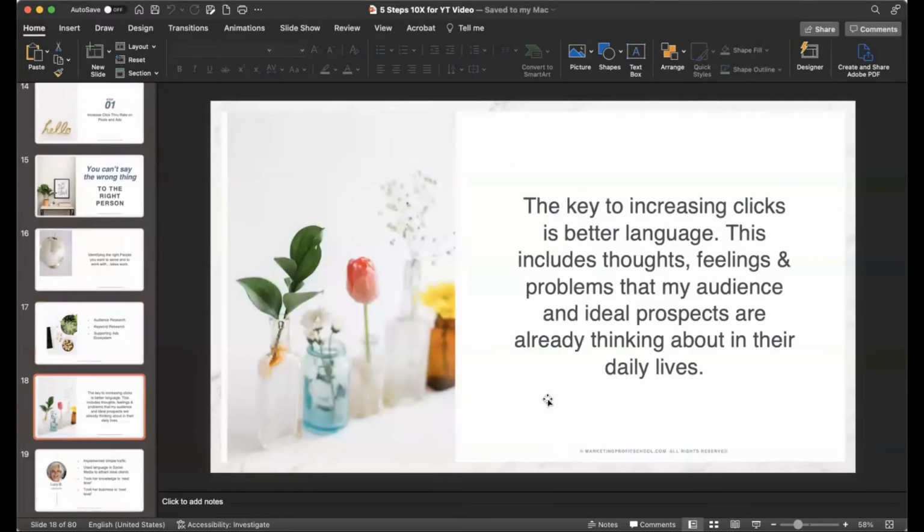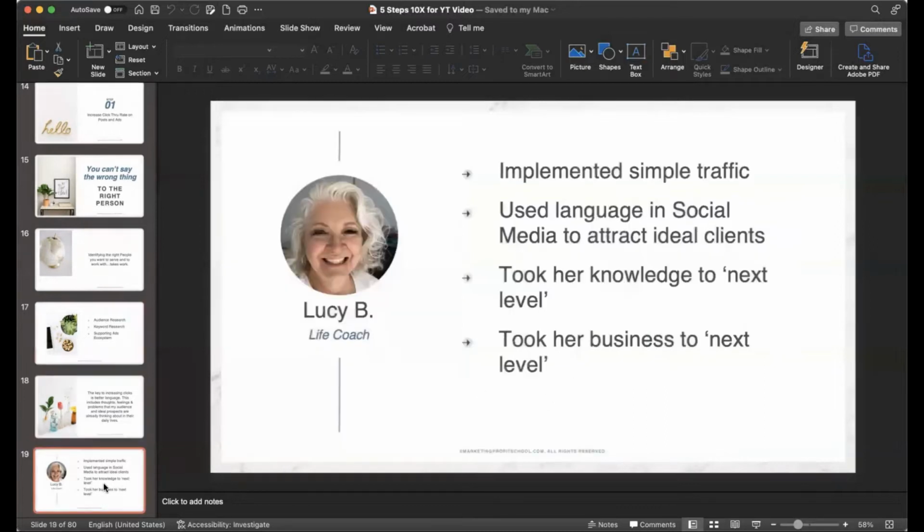And again, back to the better language. Thoughts, feelings, problems that the audience and ideal prospects are already thinking about in their daily lives, and you're using their language to do it. So this is Lucy, and Lucy's testimonial is that this was the best thing that ever happened in her business. She implemented simple traffic. She used language in social media to attract her ideal clients, took her knowledge to the next level, as well as her business.